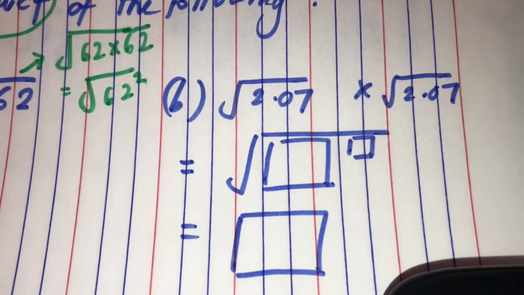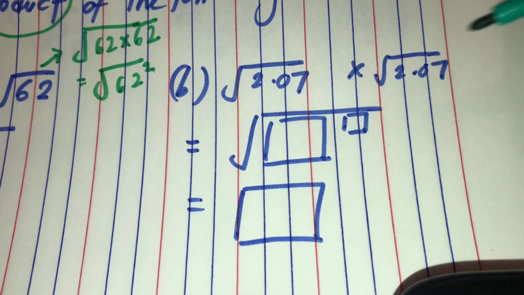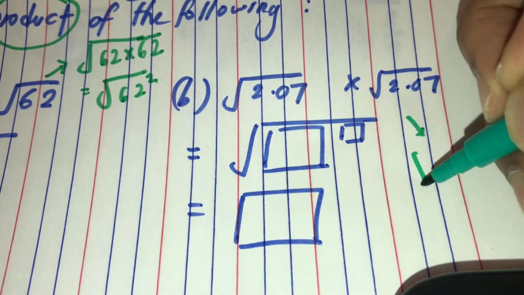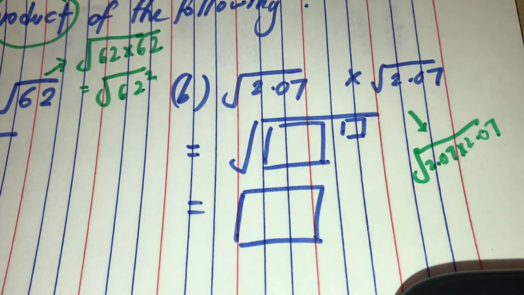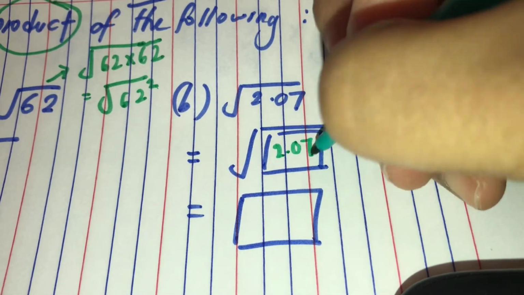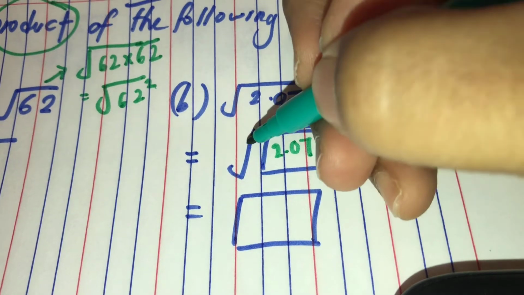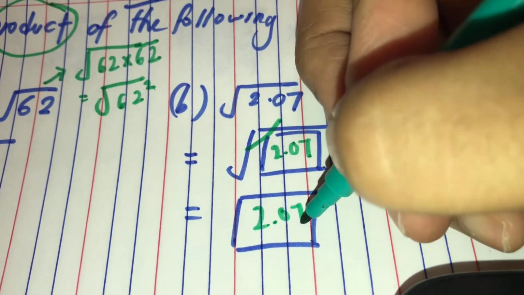Okay, then this one is also the same, 2.07 times 2.07. Actually, you can combine it like square root of 2.07 times 2.07, like that. So you can write here 2.07 squared. When the square root meets the square, you can cancel, so the answer is just 2.07.